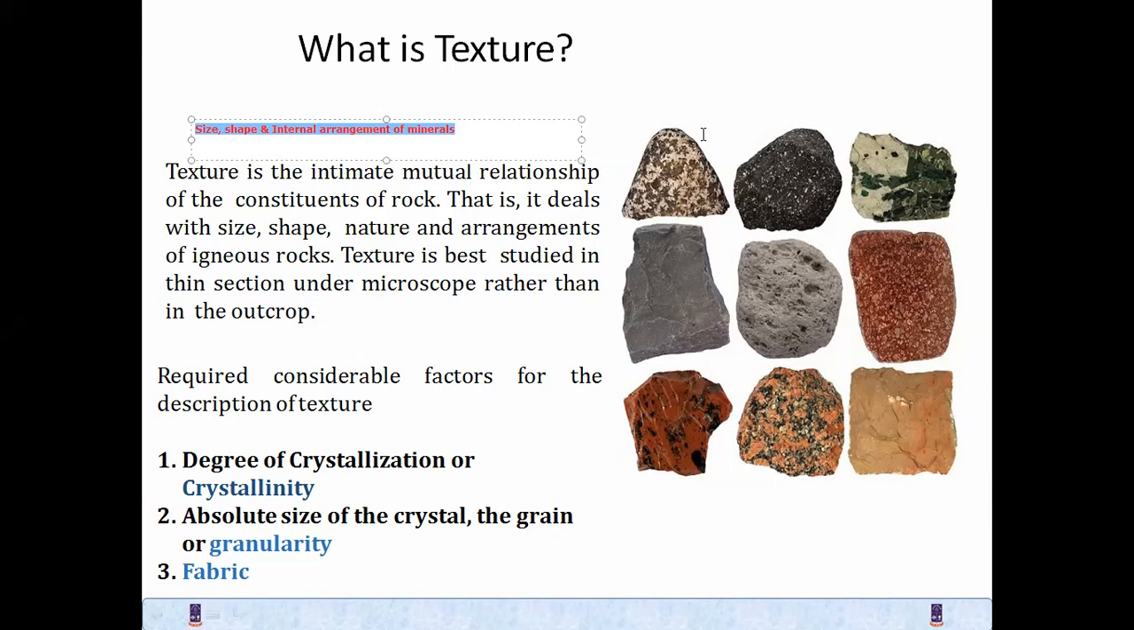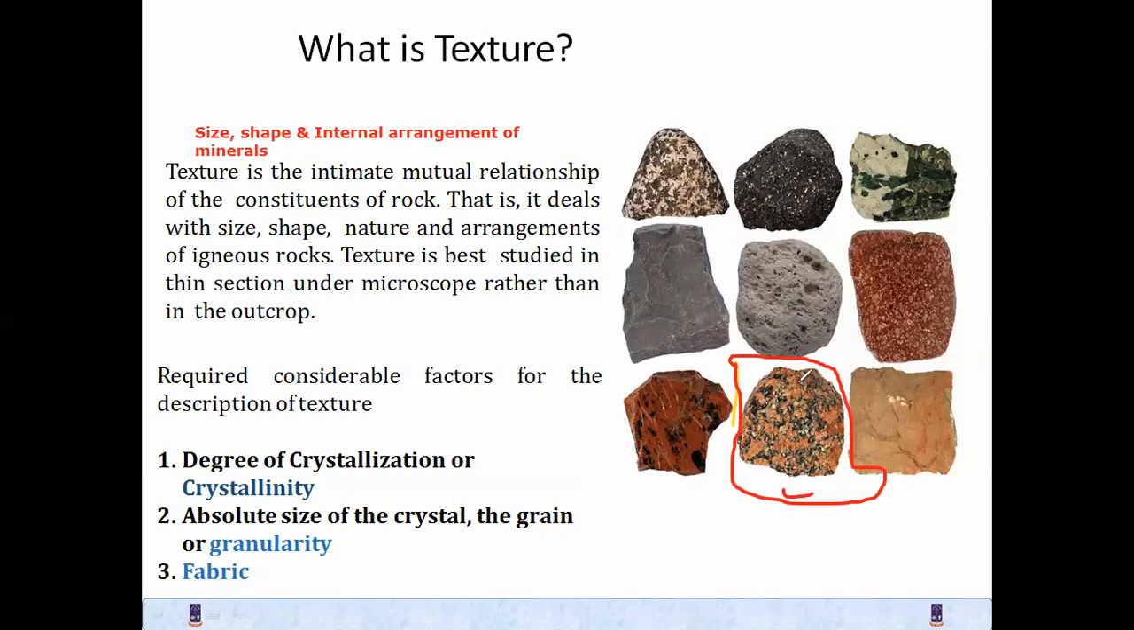What is the meaning of size? What is the meaning of shape? Internal arrangement, etc. So you know that if you take any rock, it consists of different minerals. Okay, so it is a mixture of different minerals. Now, if you see this rock, which I have marked in the red color, it consists of different minerals.